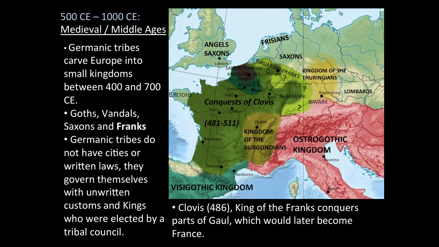The first Frankish king we're going to be looking at is Clovis, who in 486 begins to conquer parts of Gaul, which would later become France. And so we can see that highlighted here on the map in this green. And if you know your European geography, this is a good portion of what is modern-day France.